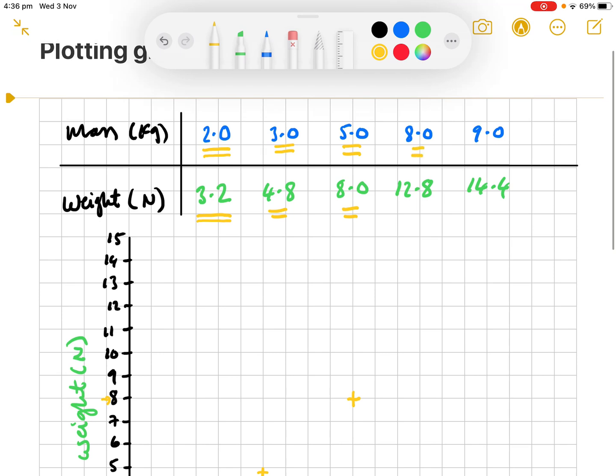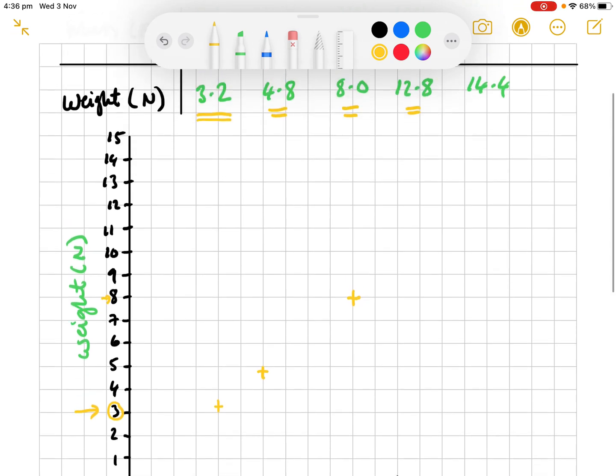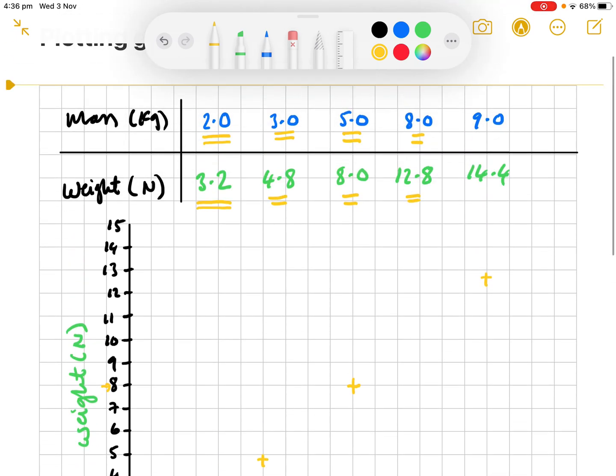Right, so far so good. 8 kilograms and 12.8 newtons. So 8 kilograms is there. 12.8 newtons, so it's between 12 and 13, but it's closer to the 13. Somewhere there. And that's that one done.